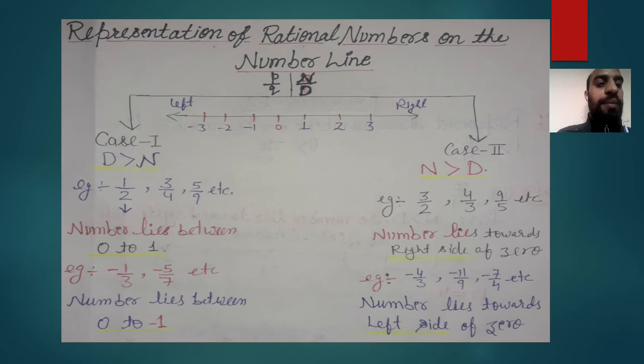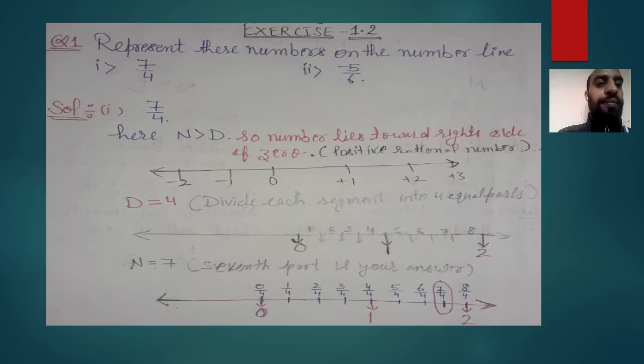So let's take an example to understand these cases. Let's start exercise 1.2. The first question is to represent these numbers on the number line. The first is 7 upon 4 and the second number is minus 5 upon 6. So let's start with the first question, first part.